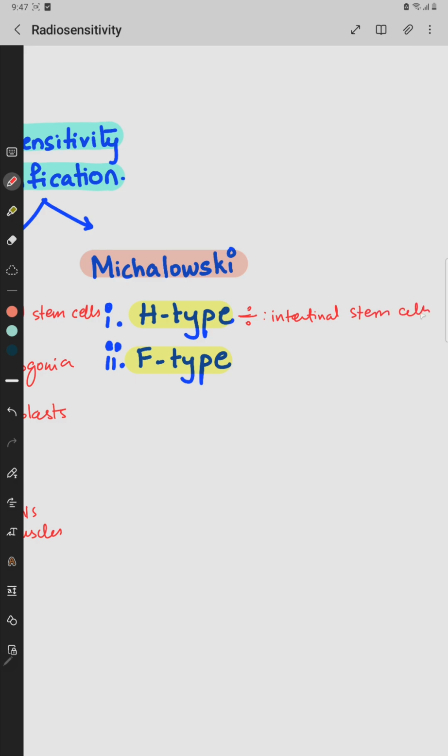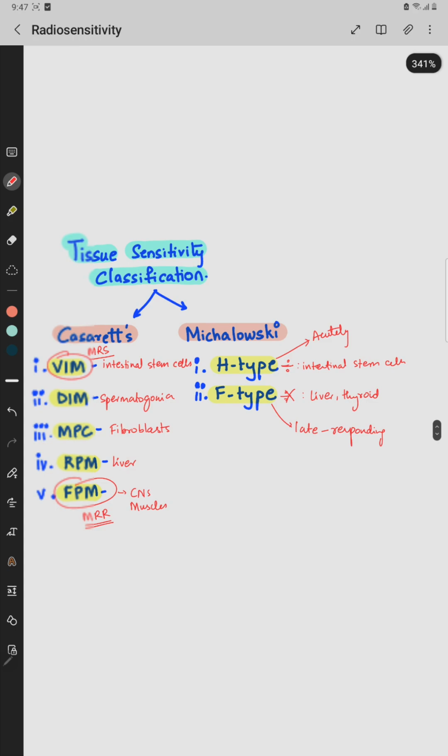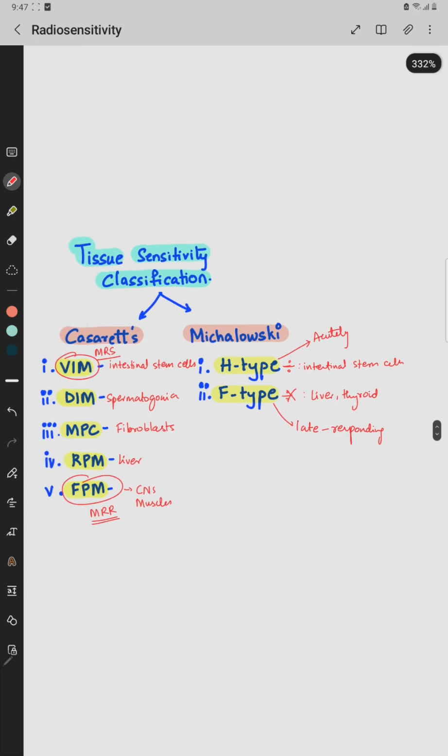And in flexible tissues, the flexible tissues do not divide continuously into compartments, so they die together during tissue damage, and they even divide if necessary, for example liver and thyroid cells. Now H type cells are basically the ones which respond acutely to radiation, and F type cells are usually late responding tissues. This is the basic difference between Casarett's and Michalowski's classification.